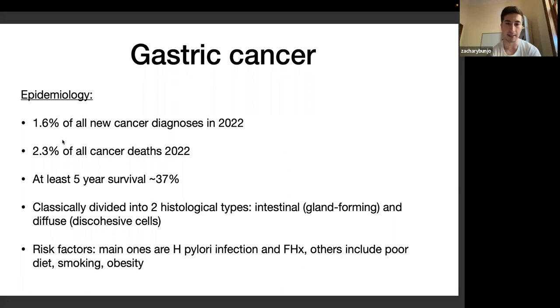And the main risk factors are H. pylori infection, family history, poor diet, smoking, obesity, and then you've got some other more uncommon ones like EBV infection, but a lot of overlap again with esophageal cancer.